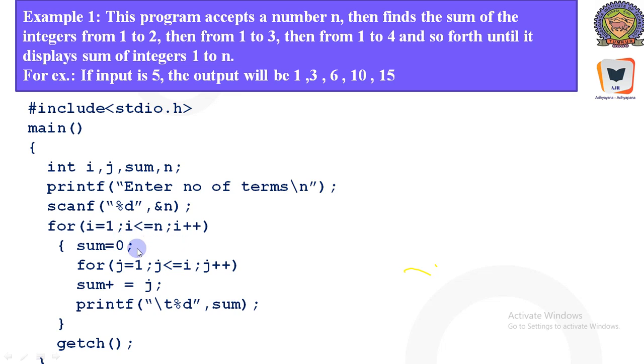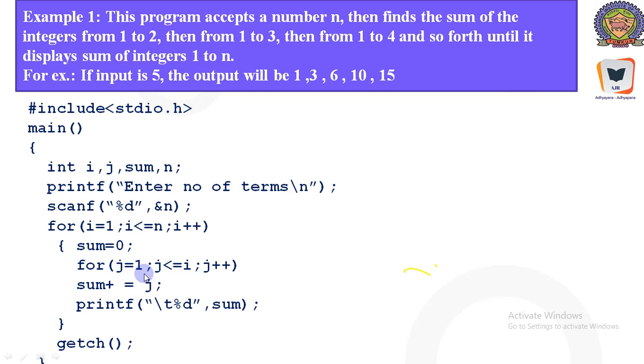Sum equal to 0 here. So inside the outer for loop, sum is always set to 0 because every term is new and every term is to be generated. For example, the second term is to be generated by adding the first value 1, 2, something like this. Therefore it has to go like this. So sum should be initialized to 0 for every new term that is generated.